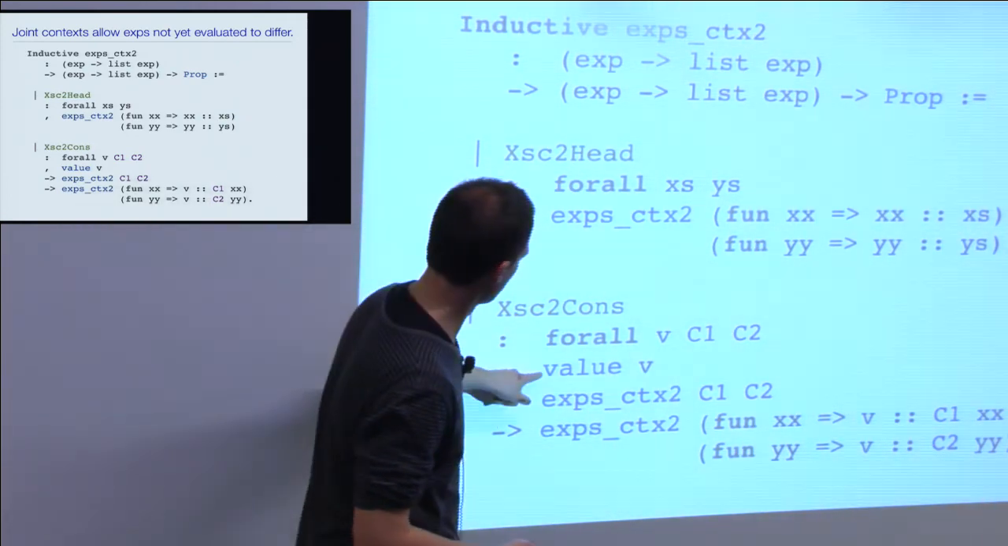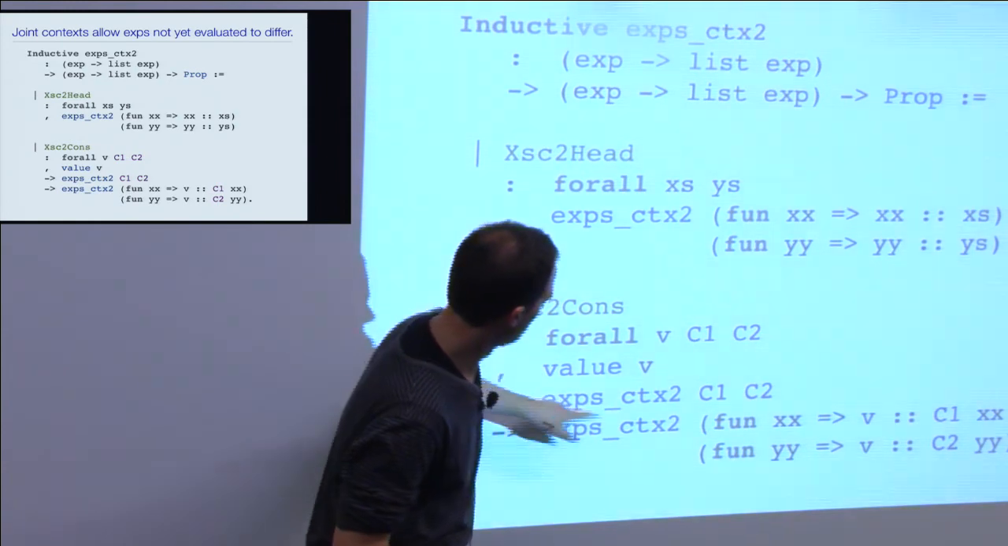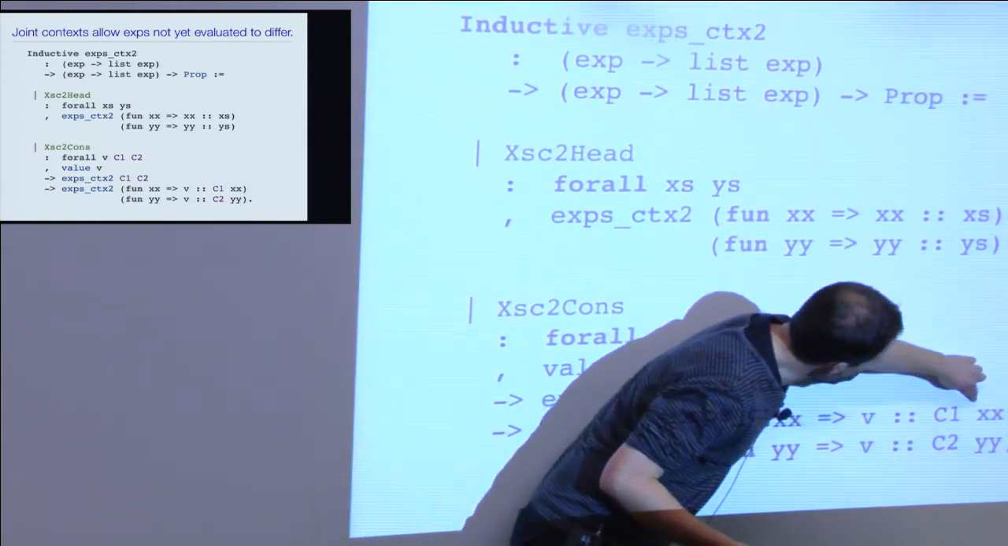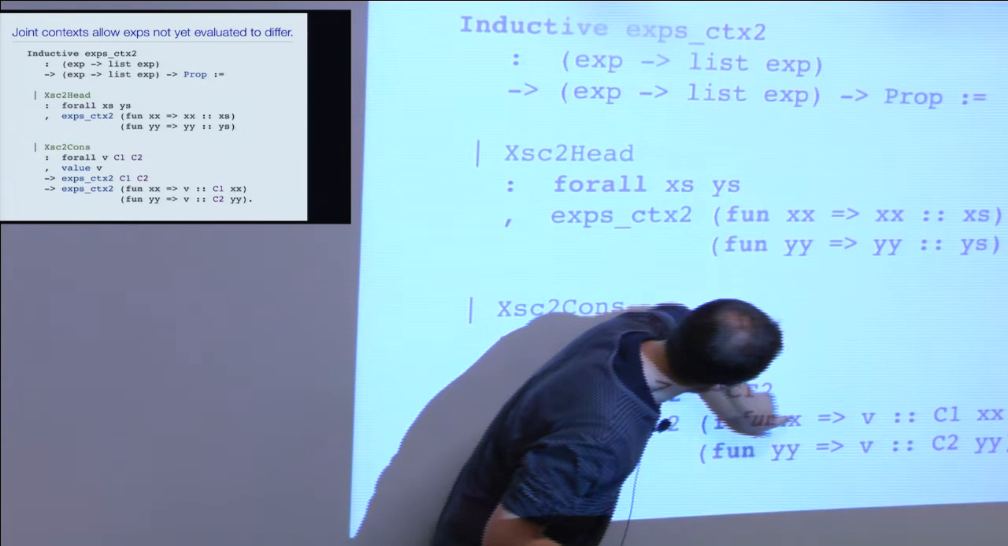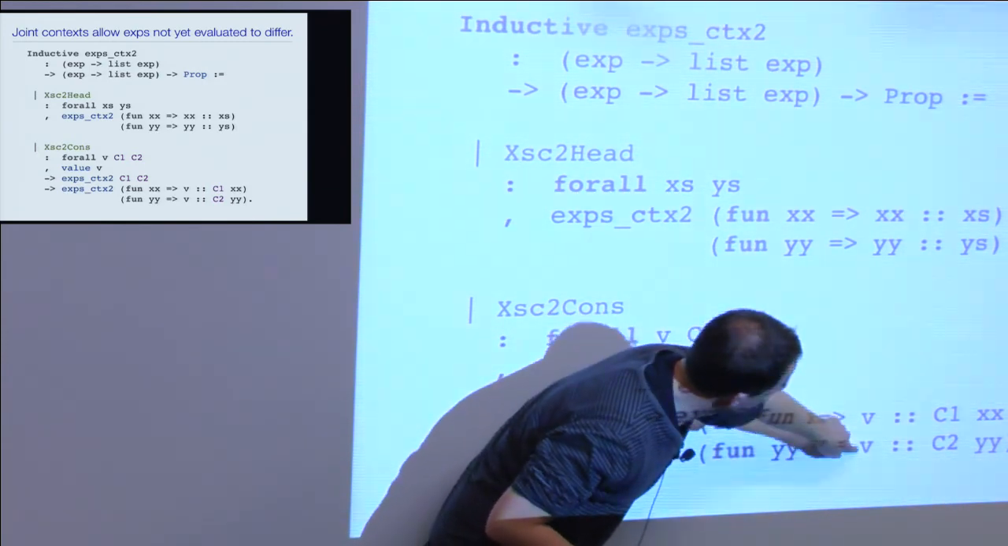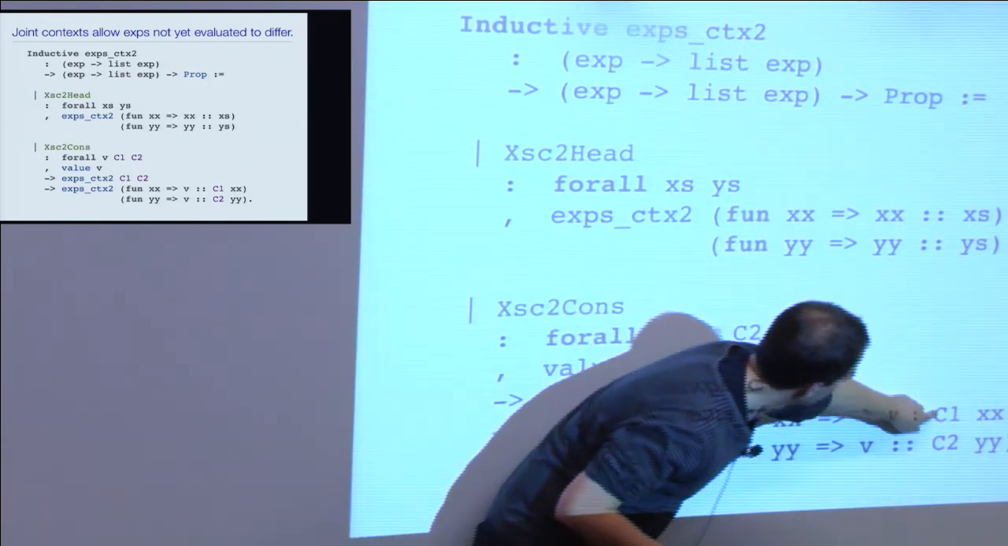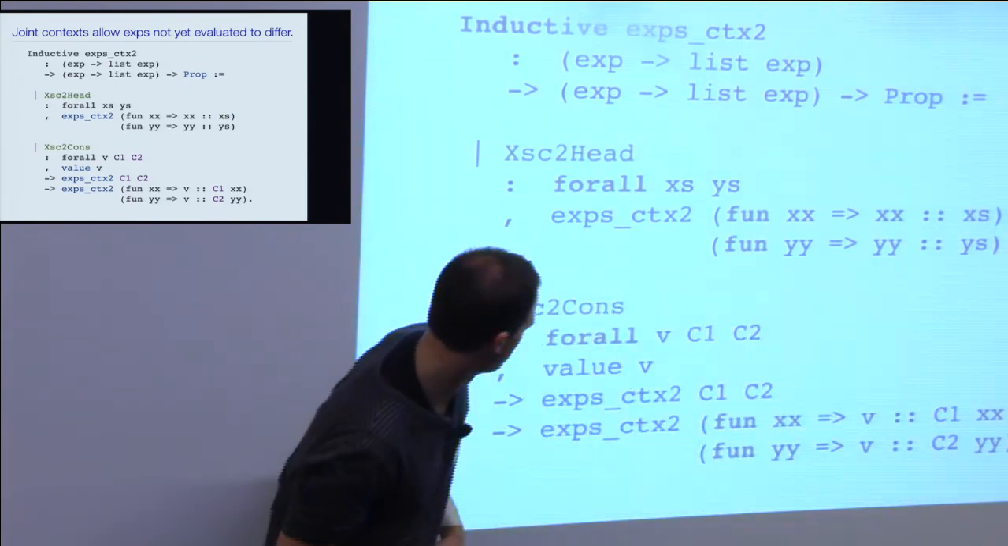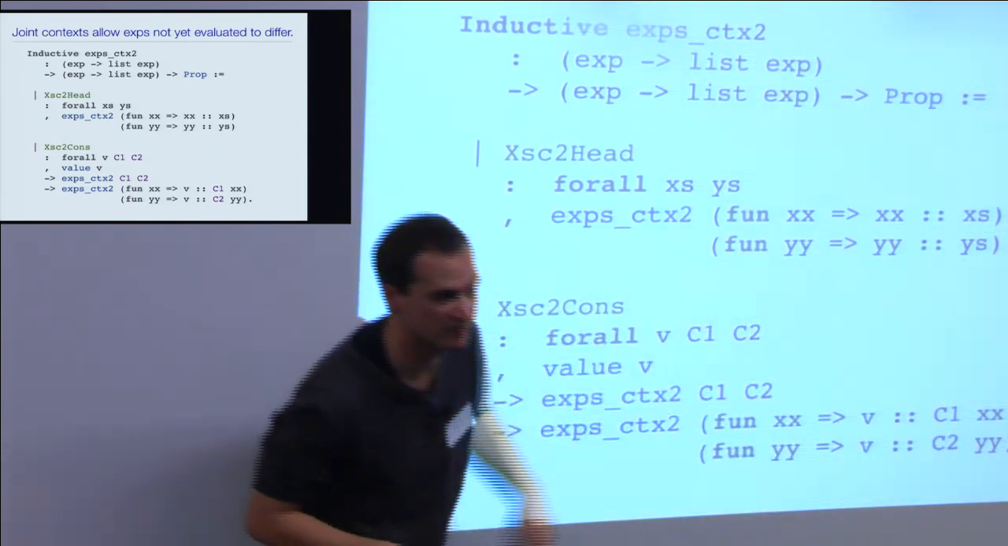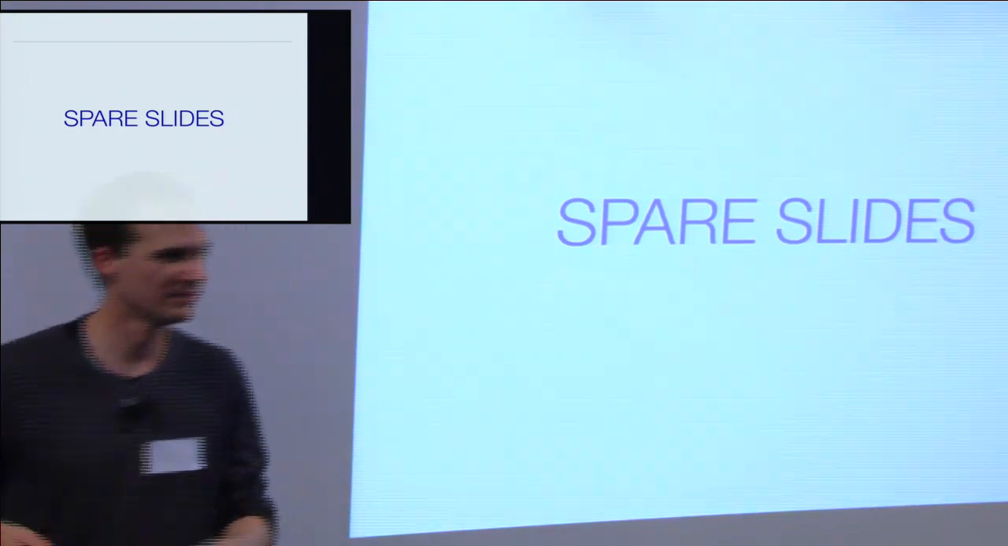And then here is the definition of those joint contexts, which I might just show you. Same sort of thing as before. You can only reduce something later in the list when the first thing is a value, but both contexts require the first thing to be the same value. But then the rest of the elements can be different because C1 and C2 can be different. Okay, that's it.